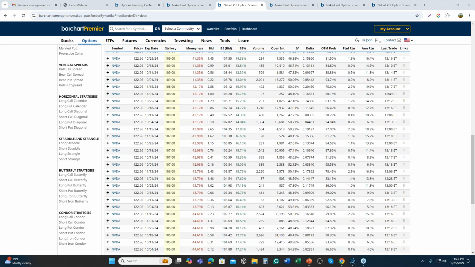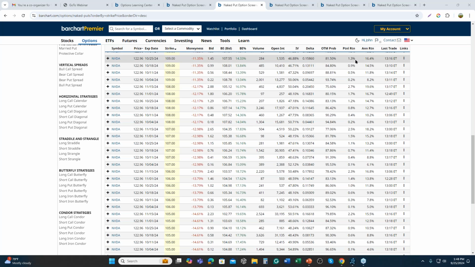So a question about how important is delta? I think we talked about it in terms of a probability. I think it is important. You can also use delta, for instance, if you know that your put is going to change by, let's look at, if we're in the case of NVIDIA here, we're looking at the 109 put, and the delta here is 15, almost 16 cents.